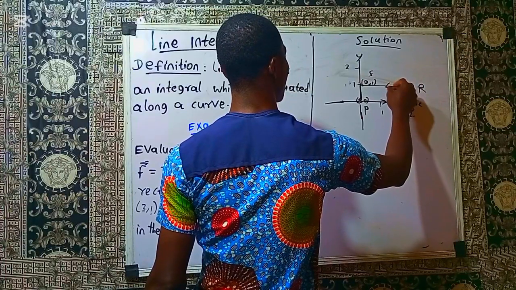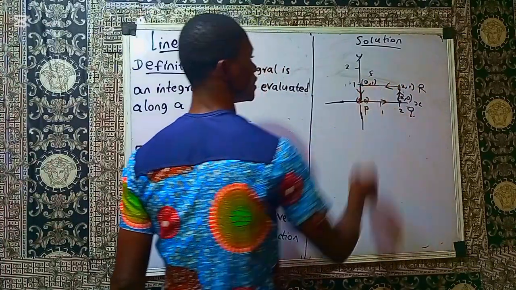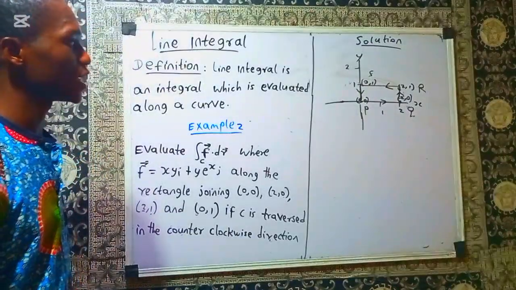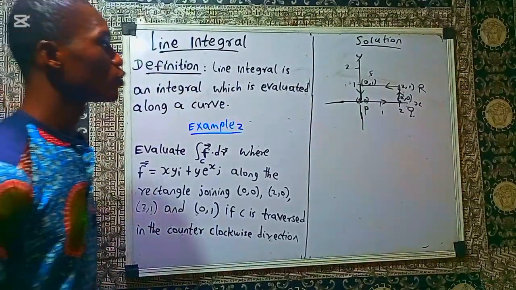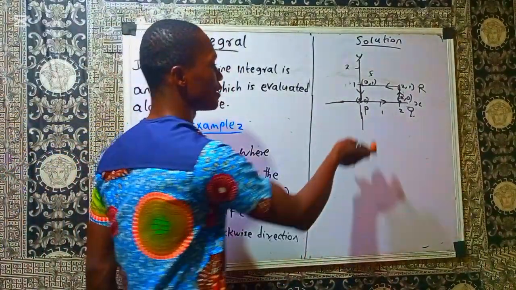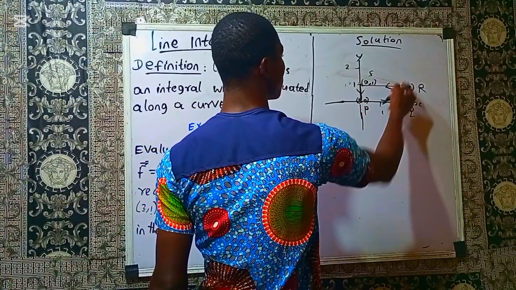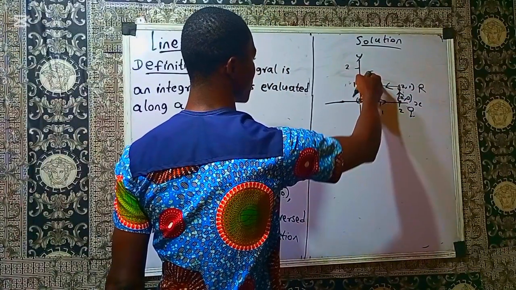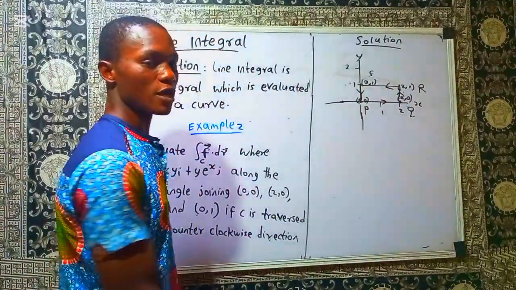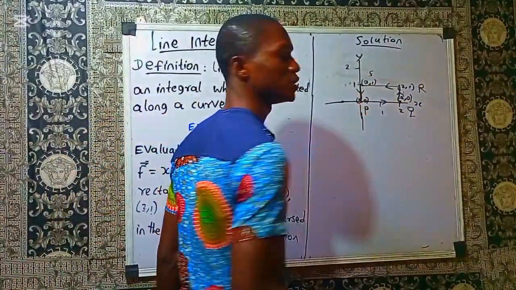I'm drawing the arrow in the anti-clockwise direction. They say it's going in the counterclockwise direction, that's the anti-clockwise direction. So you are going to perform this line integral first from P to Q, then from Q to R, and then from R to S and S to P. So you are going to go like this to perform the line integral.